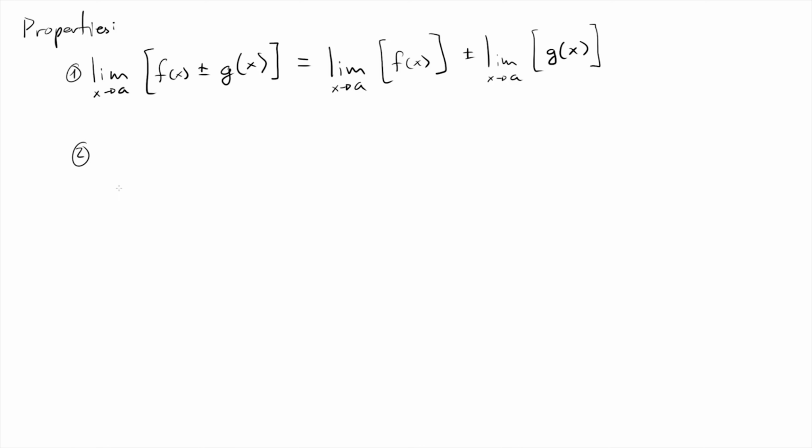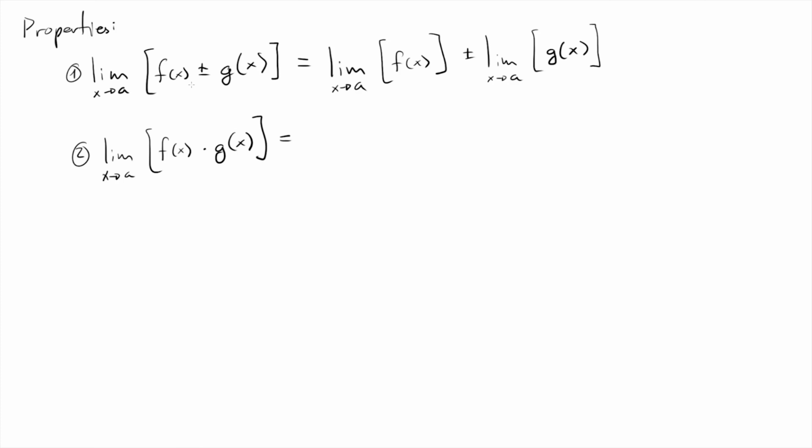The second property, going along with the theme of addition and subtraction, we're going to move on to multiplication and division. So the limit as x approaches a of, again, some function f of x, in this case multiplied by g of x.